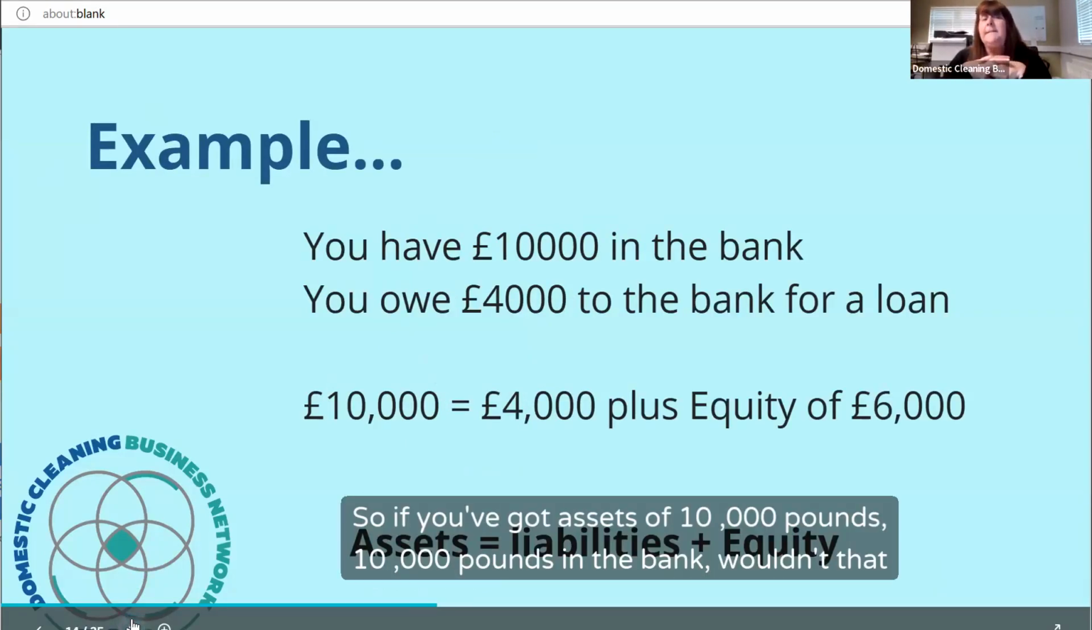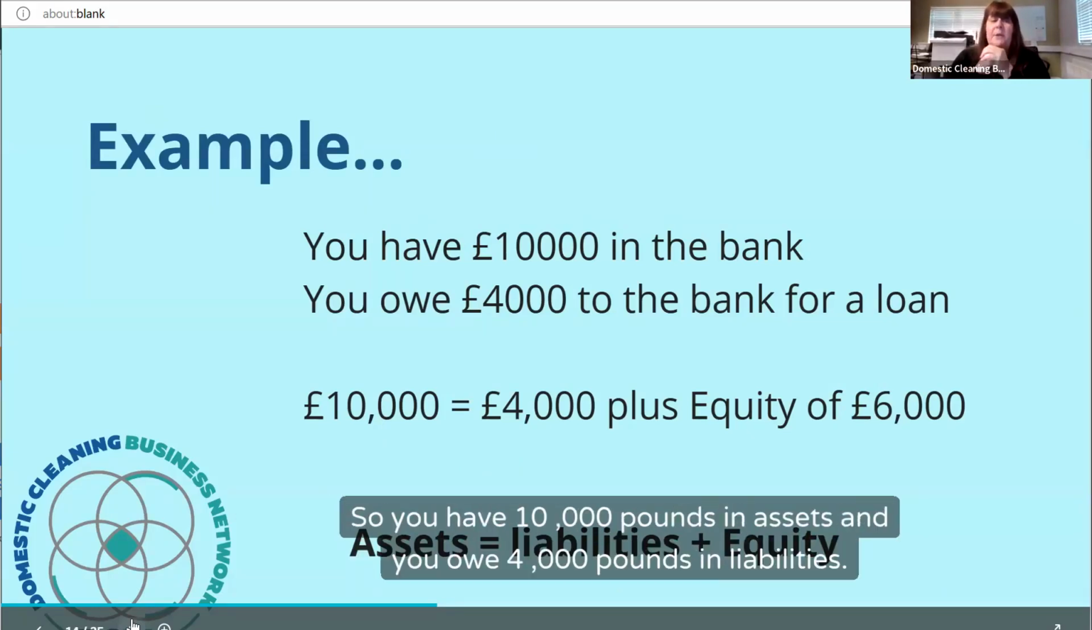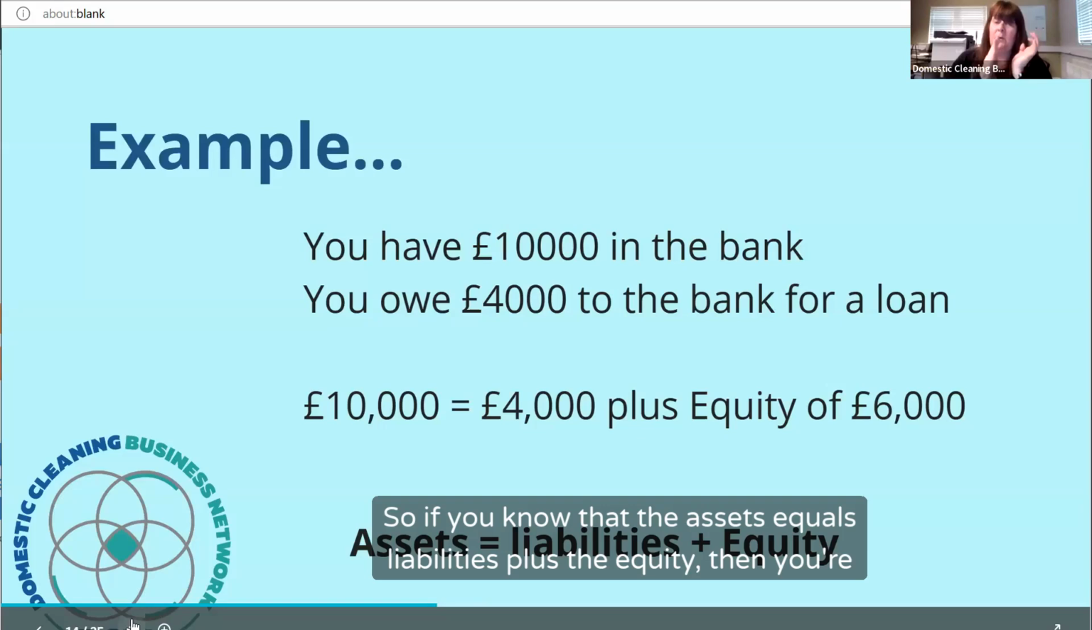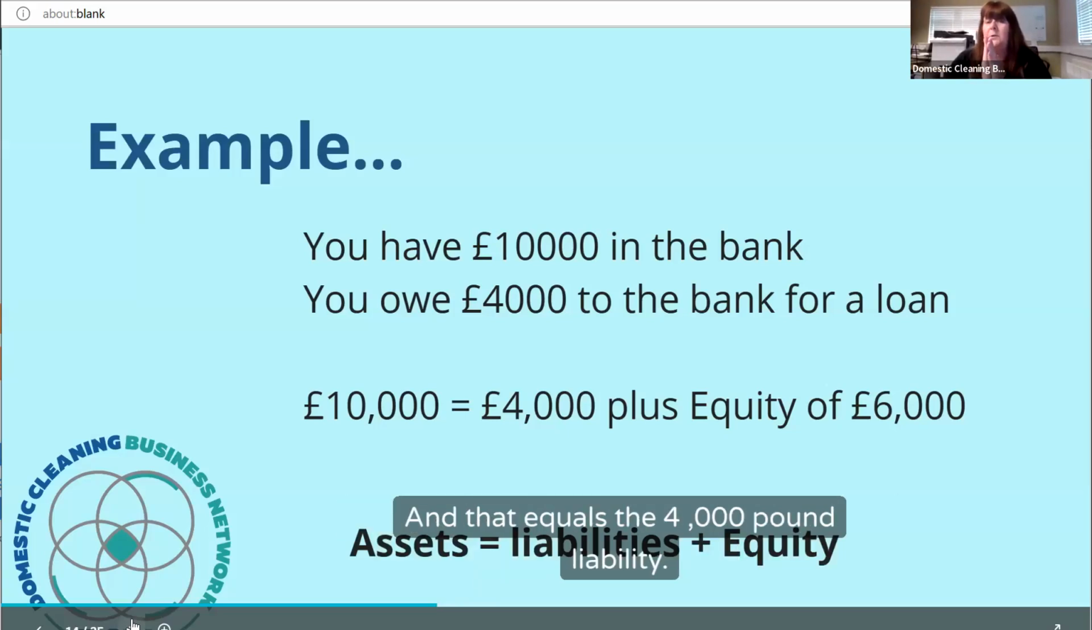So if you've got assets of £10,000 in the bank, wouldn't that be lovely? And perhaps you've got a £4,000 loan from the bank. So you have £10,000 in assets and you owe £4,000 in liabilities. So if you know that the assets equal liabilities plus the equity, then you're going to have £10,000 in the bank, that's your asset. And that equals the £4,000 liability. So therefore your equity must be £6,000.